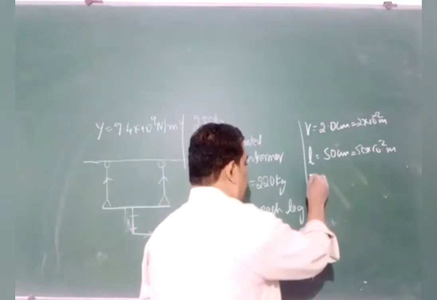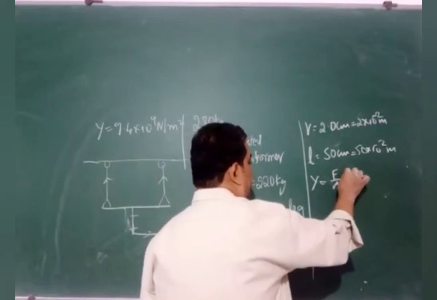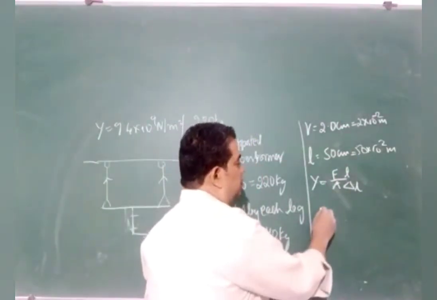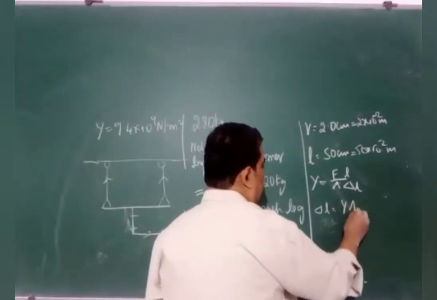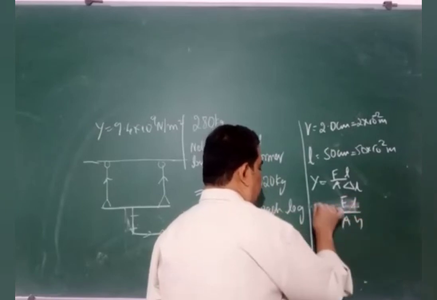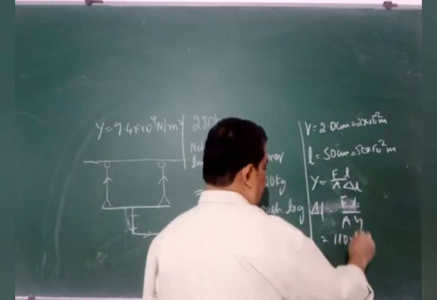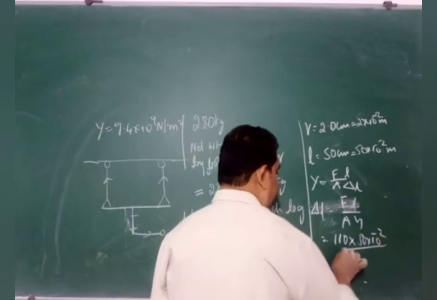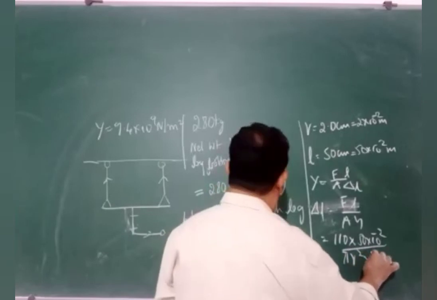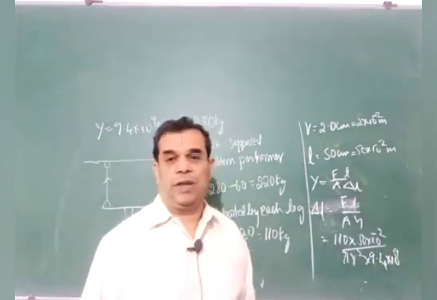What is the formula for compression? We write Y equals F by A, L by delta L. Substitute everything, you will get the answer. What you want is the delta L, so I have to write F L by A Y is delta L. Substitute everything. What is the load now? 110 kg. L, femur length, is 50 into 10 raised to minus 2. And A, area, pi r square, into Young's modulus 9.4 into 10 raised to 9. You substitute everything and you will get the final answer.